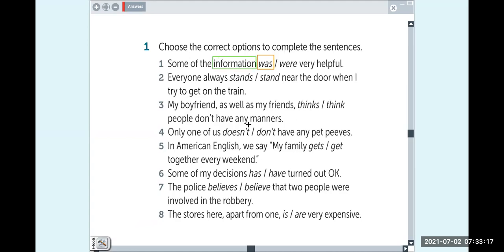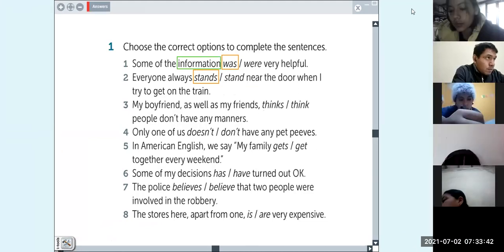Number 2. Everyone always stands near the door when I try to get to the train. Stands, right? Be careful to pronounce the S well, especially here on Zoom, because sometimes we can't hear the S. I don't know why. So why do we use stands?